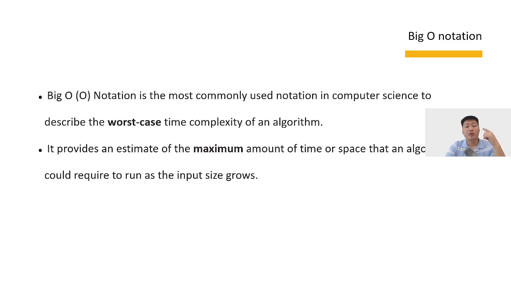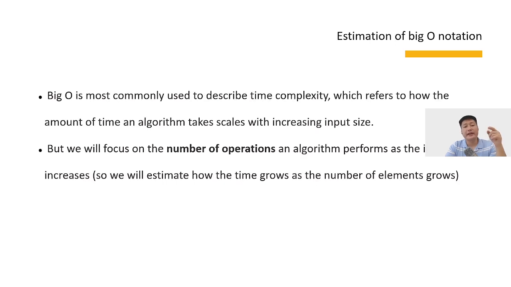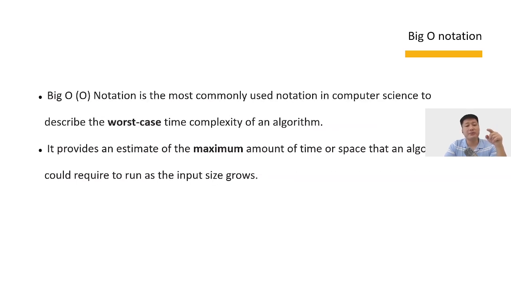Using big O notation, we estimate the worst case time. Worst case time means we estimate the maximum amount of time that it takes to solve the problem. Okay, I will explain it later, now this is just theory. Okay, you have to know it.